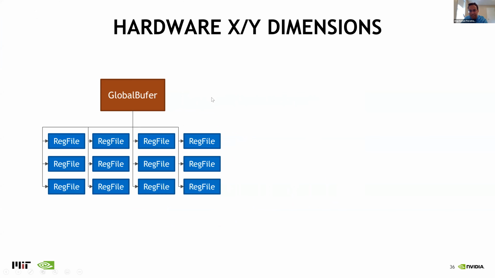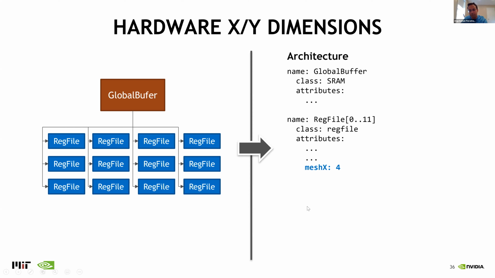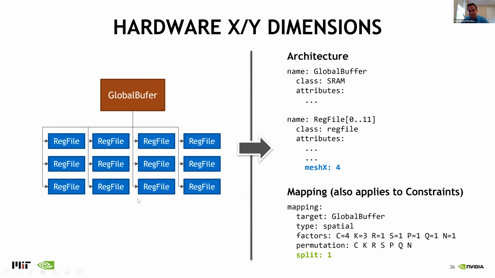To represent that in Timeloop, we use this attribute called meshx. In this specific example, there are 12 register files, and you can see that the register files are numbered linearly, 0 through 11, but then you say that meshx equals 4. That tells Timeloop, okay, I'm going to send X along this axis and Y along this axis. And you can specify the meshx and Y for any of the levels.